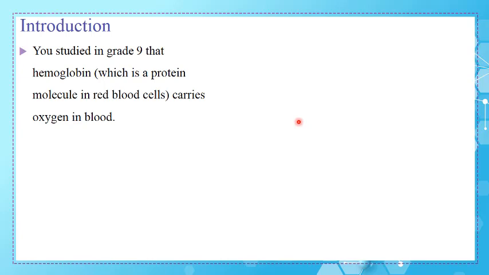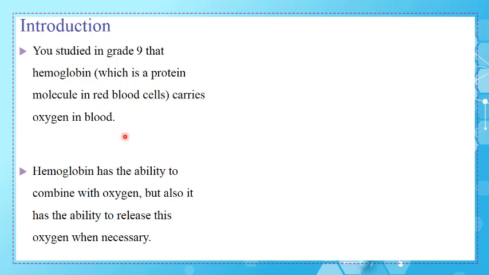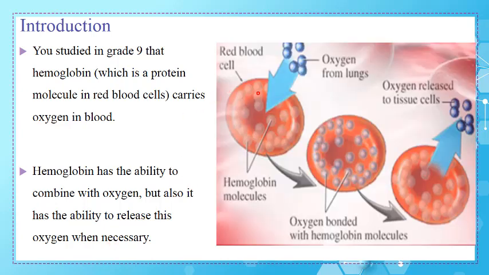You have studied in grade 9 that hemoglobin, which is a molecule found in the red blood cells, carries oxygen in blood. Hemoglobin has the ability to combine with oxygen, but also it has the ability to release this oxygen when necessary. Look how. This is the red blood cell that is at the level of the lung. Here are the oxygen molecules represented by blue balls. Oxygen comes and combines with hemoglobin inside the red blood cell. So as you can see here, this red blood cell carries oxygen bound with hemoglobin.